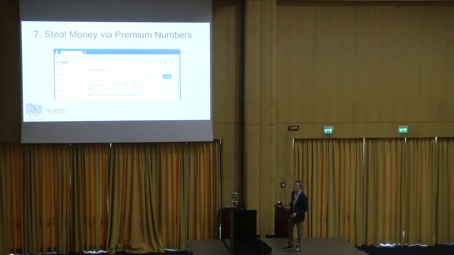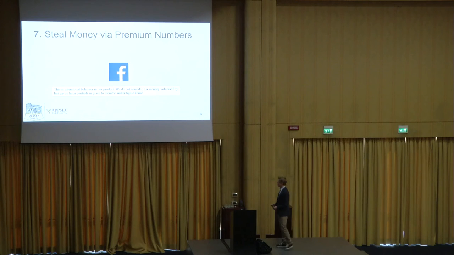Yeah, it's a UK website. So £1 was earned. So this is the point where I thought, okay, this proof of concept is good enough. I will send it to them. And I got the following response. "This is intentional behavior in our product. We do not consider it a security vulnerability, but do have controls in place to monitor and mitigate abuse."